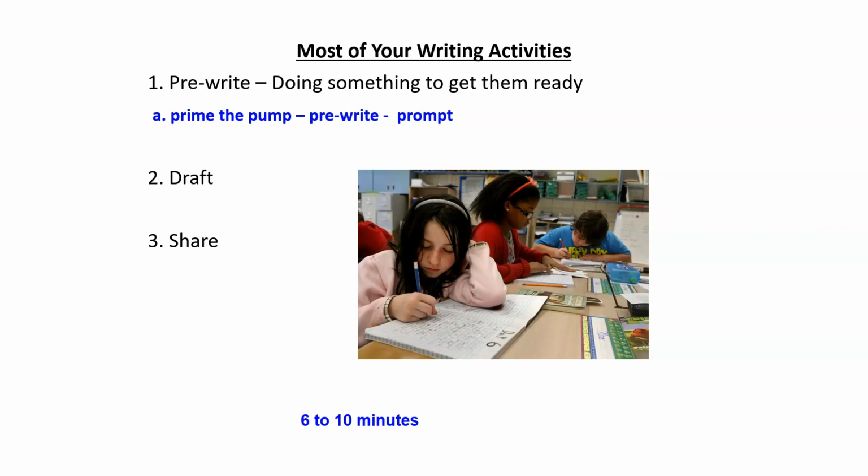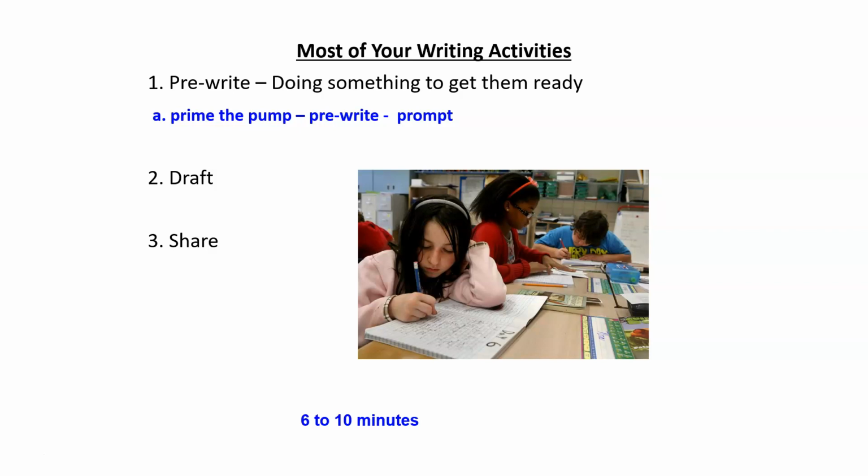So most of your writing activities or writing lessons involve just 3 of these steps. And the entire activity could take anywhere from 6 to 10 minutes, maybe 15 minutes at most. The pre-write, you do something to get them ready to write. You prime the pump, maybe by reading a short story or excerpt, get them thinking about something, list, turn to a neighbor, something to just get them writing or thinking about writing.